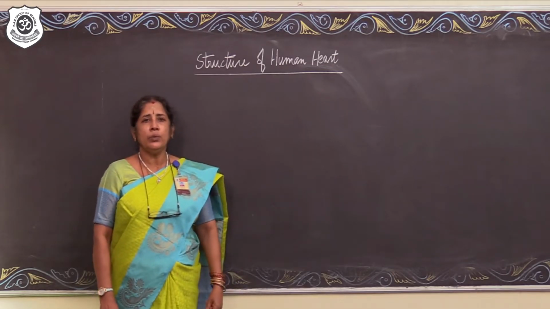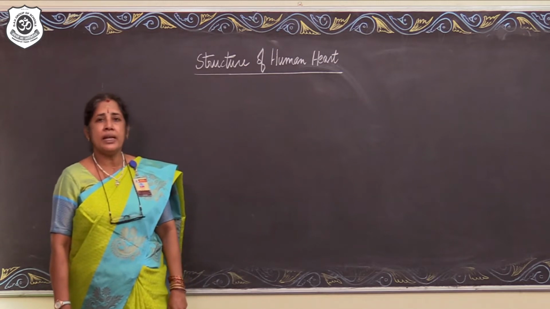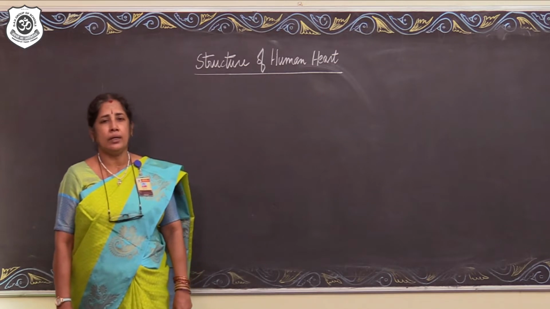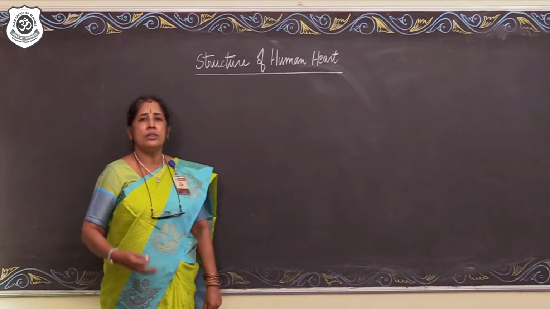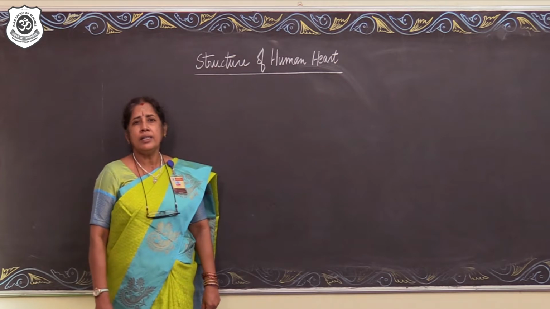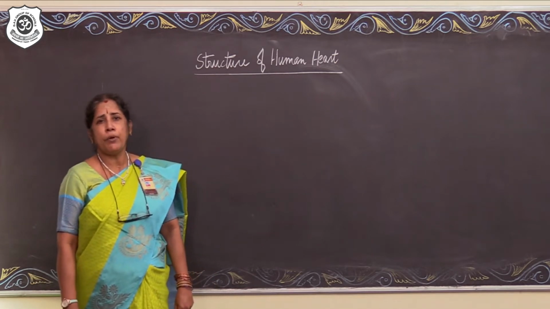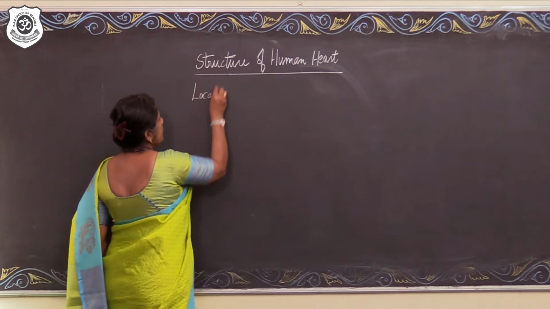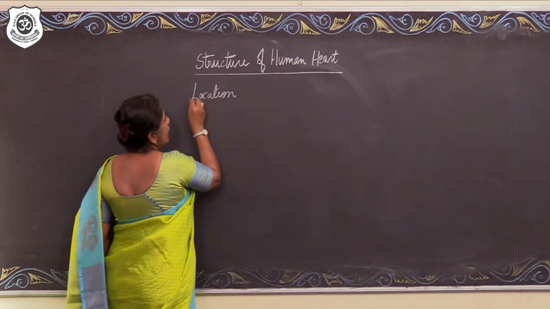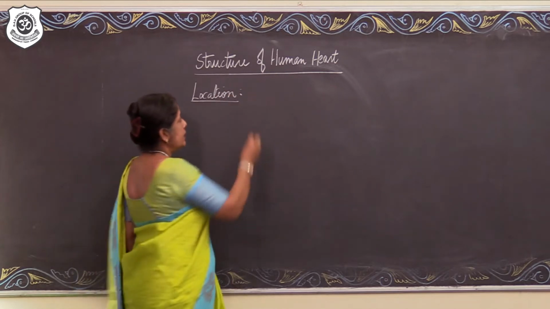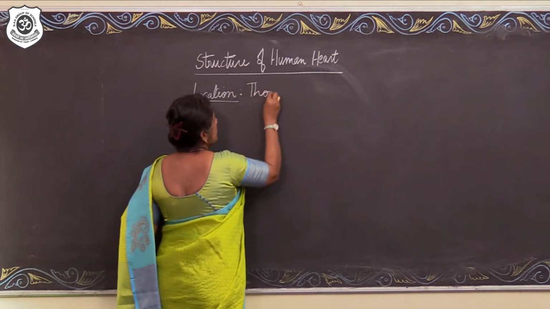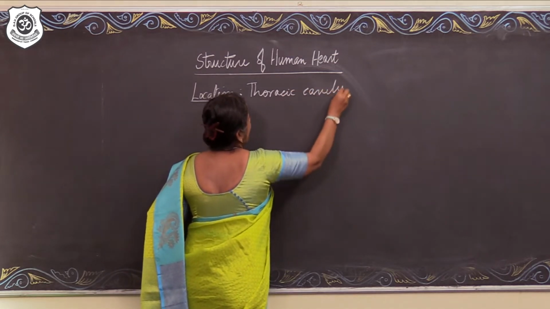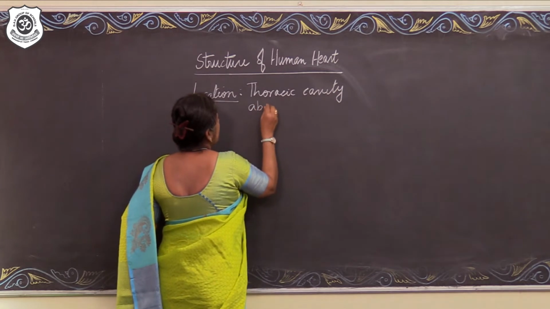In continuation with the circulatory system that we were dealing with, today we are going to study about the structure of the human heart. Before we go on to the structure per se, let us recall a few basic points related to this. If we look at the location, where is the human heart located? The human heart is located in the thoracic cavity. It is located in the thoracic cavity above the diaphragm.